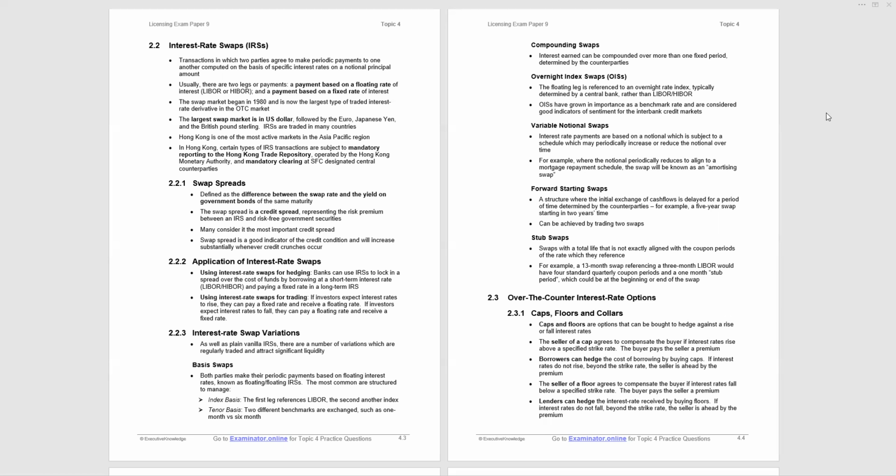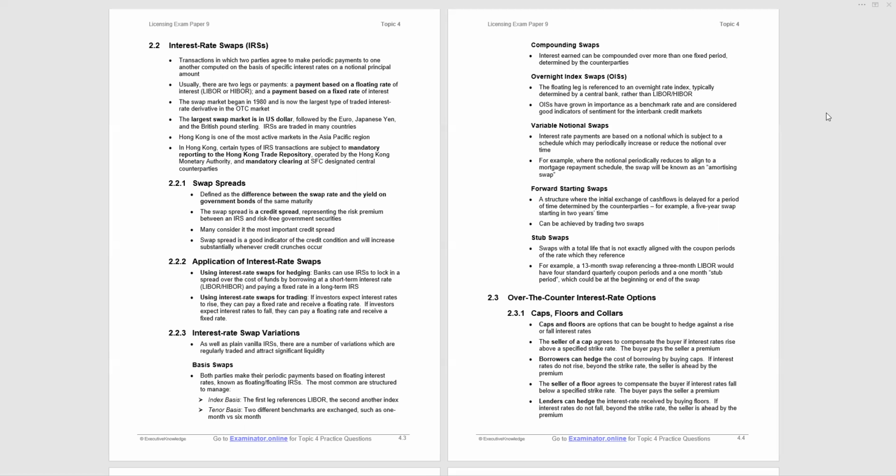Now, if we combine caps and floors, you can enter into a concept known as a collar, and we're going to be doing an example of a collar in a moment. So the detailed notes there, we're told caps and floors, options that can be bought to hedge against a rise or fall in interest rates. The cap for the rise, the floor for the fall.